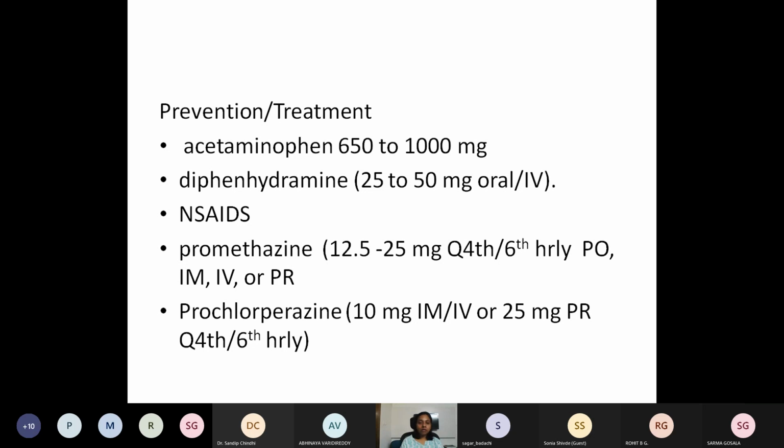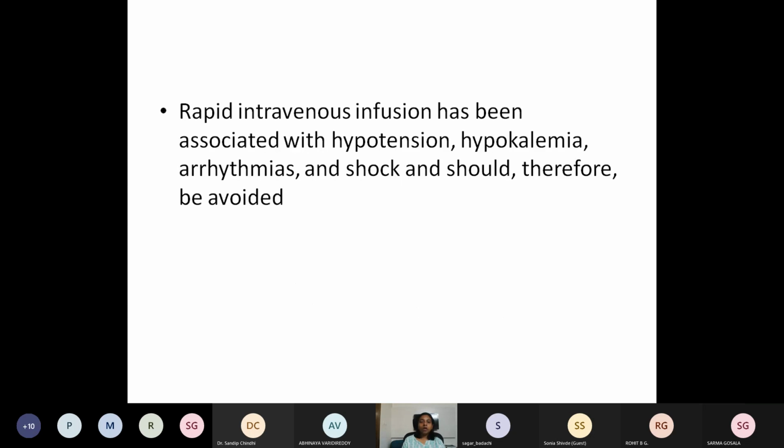One of the ways to prevent this that we find very useful is to give one of these measures: a simple acetaminophen, 650 to 1000 milligram, can be given, or we can give antihistaminics such as diphenhydramine or promethazine, or NSAIDs. They have tried drugs like ibuprofen or prochlorperazine as a prevention for the infusion reaction. A rapid intravenous infusion has been associated with hypotension, hypokalemia, arrhythmias, and shock and should therefore be avoided.